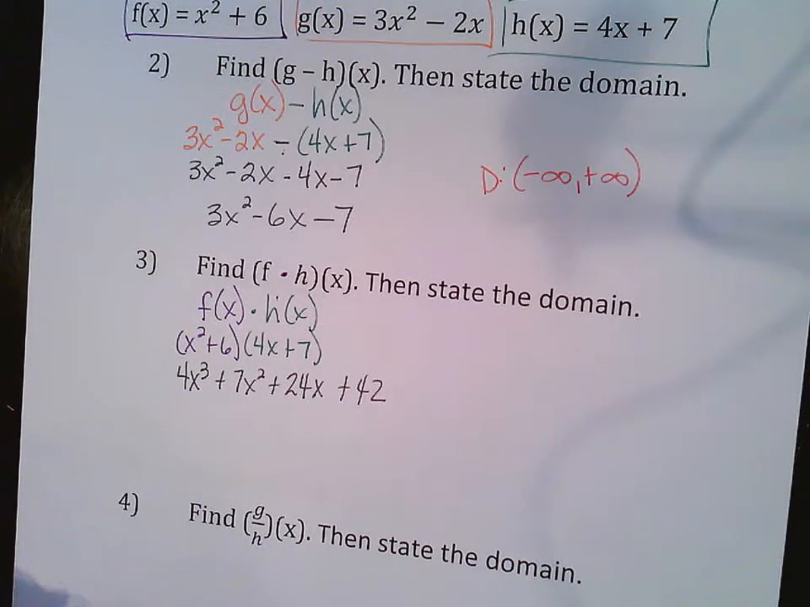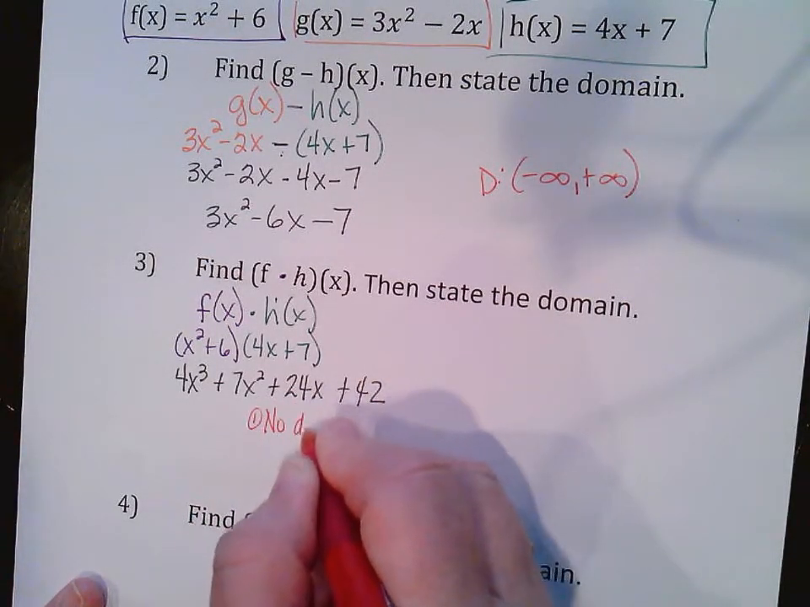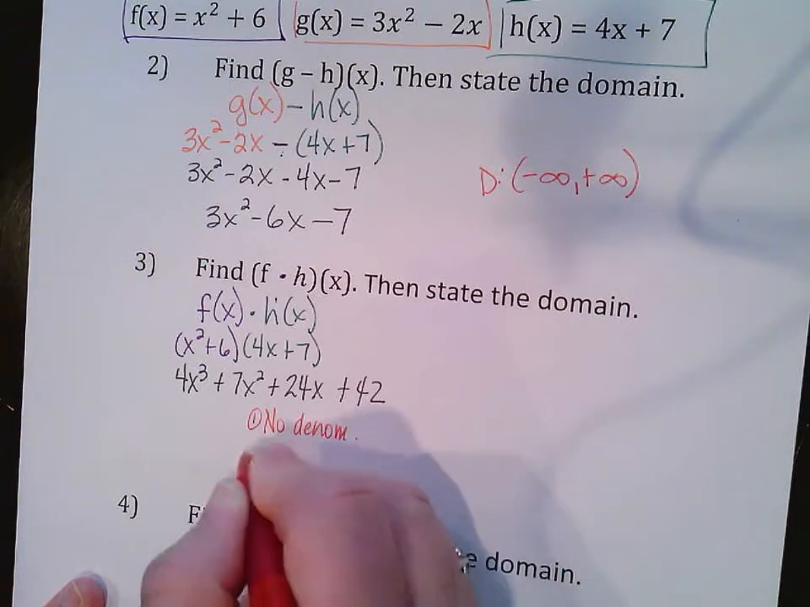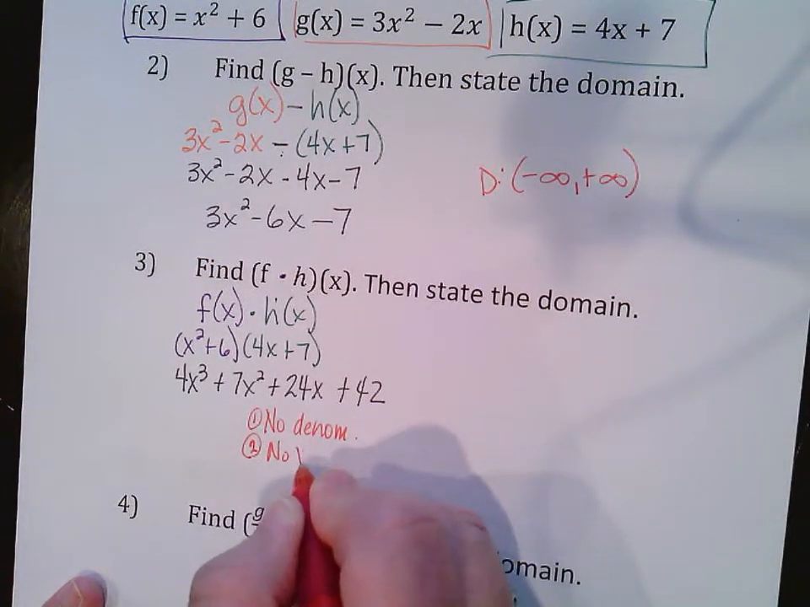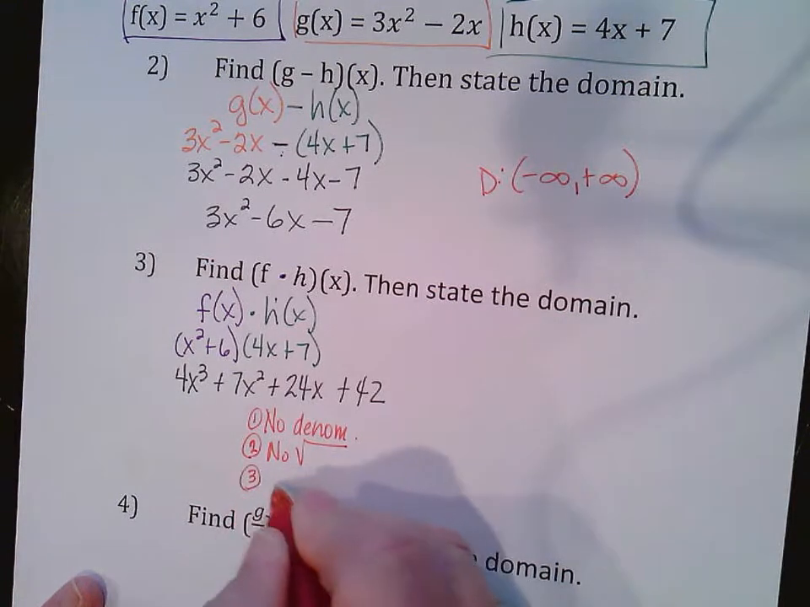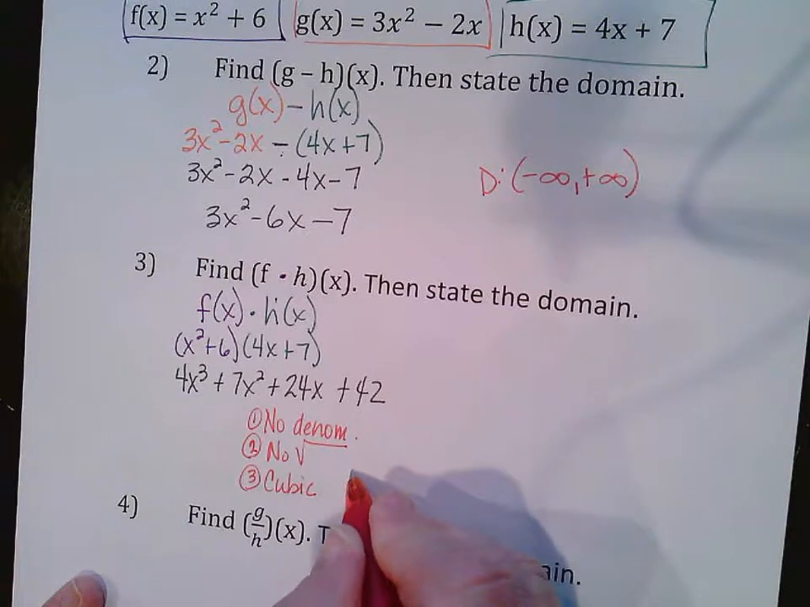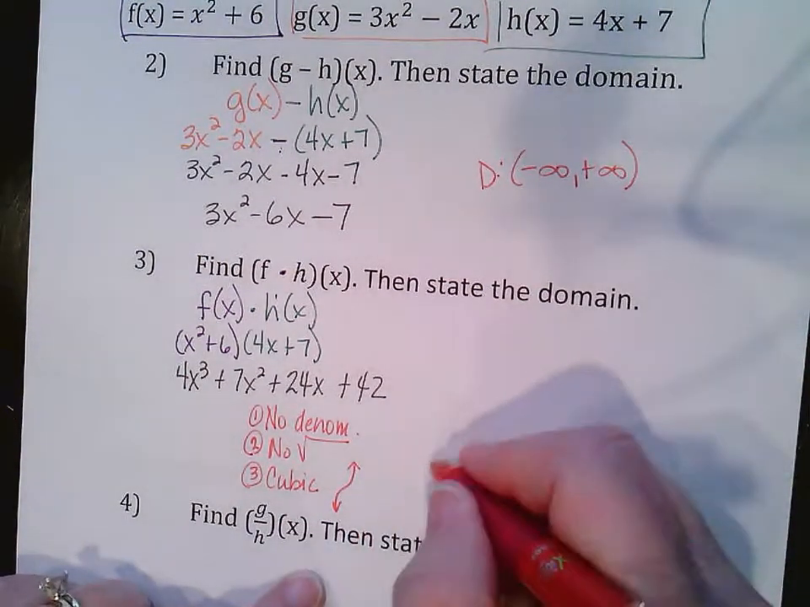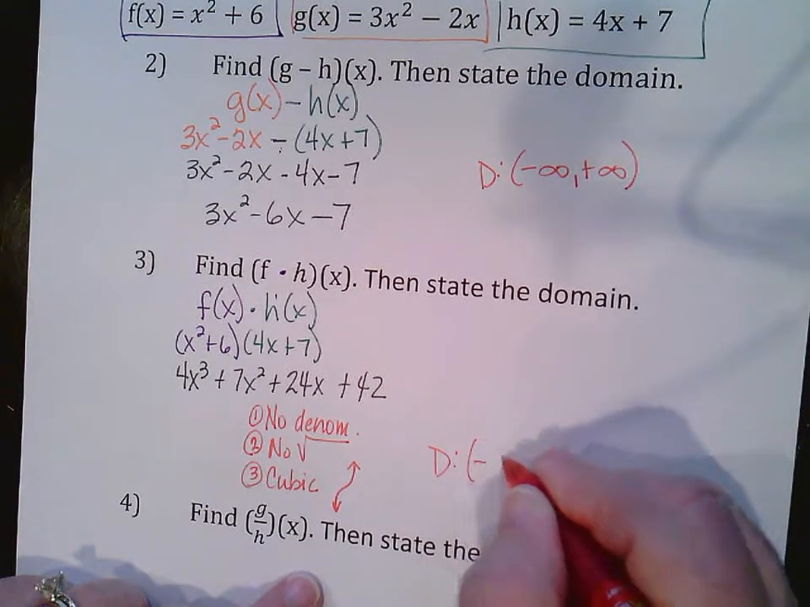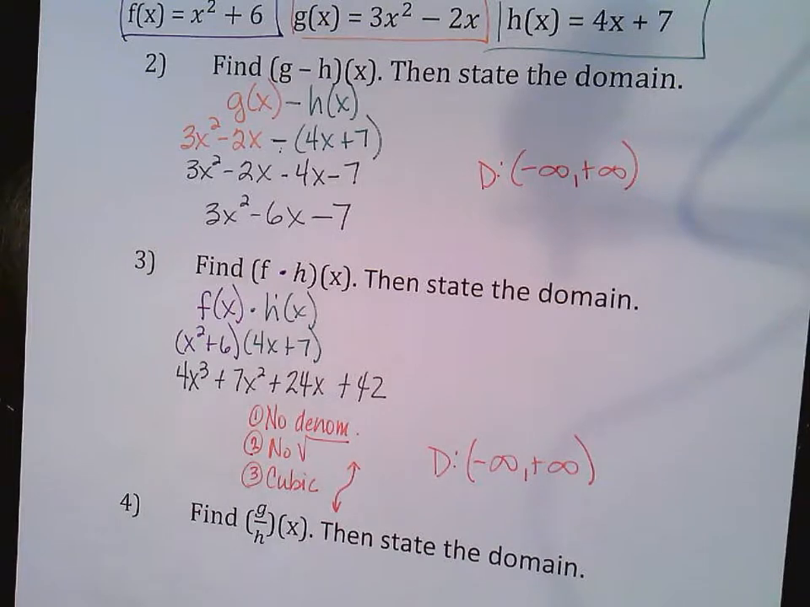And then I've got to figure out what my domain's going to look like. And again, I have no denominator. I have no radical. But what I do have is that it's a cubic. And what I remember about a cubic and its parent function is it looks something like that. Well, that's going to go from negative to positive infinity as well. So that's my domain, negative to positive infinity. And there's no restrictions on it because I don't have a denominator or a radical.